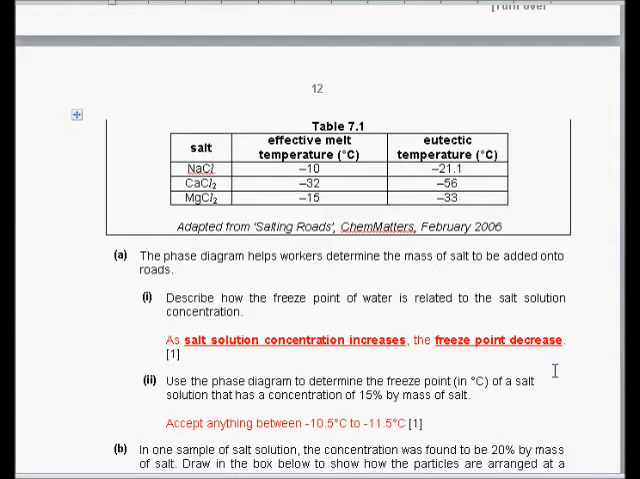You cannot say as freezing point decreases, salt solution concentration decreases. Why? Because salt solution concentration is the independent variable. Freezing point is the dependent variable because the freezing point of the water depends on the salt solution concentration. So this is an independent, this is a dependent. That is why you cannot say as freezing point decreases, salt solution concentration increases, because if you say it that way, salt solution concentration becomes the dependent variable. It depends on the freezing point. No, it should be the freezing point depends on the salt solution concentration.